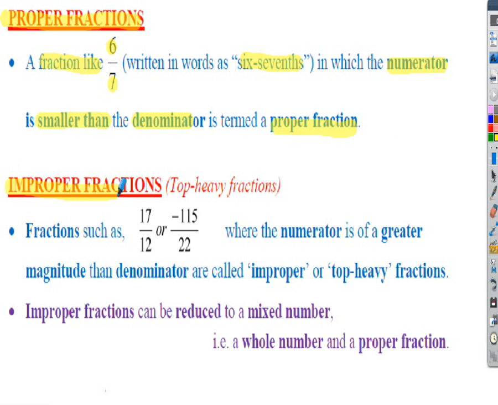Alternatively, we could have something called an improper fraction, or a top-heavy fraction, or even I've seen them termed vulgar fractions. So fractions such as 17 upon 12, or negative 115 upon 22, where the numerator is greater than the denominator, is called an improper or top-heavy fraction. Improper fractions can be reduced to what are termed a mixed number, where a mixed number is a whole number and a proper fraction. And we'll consider mixed numbers on the following slides.